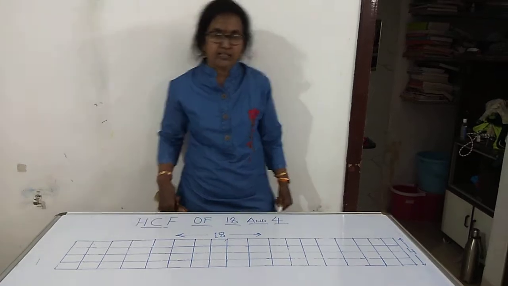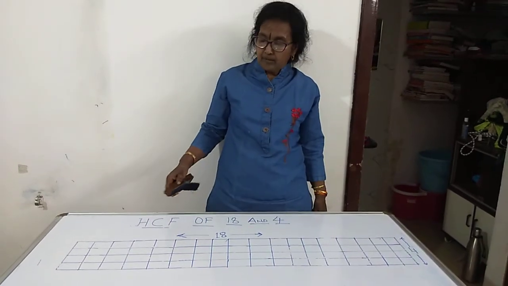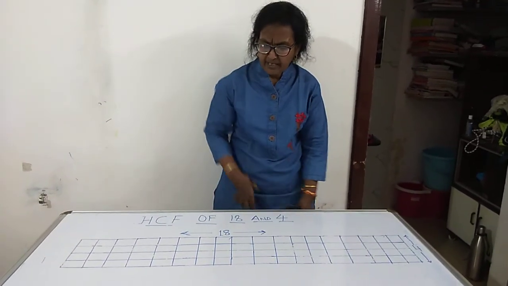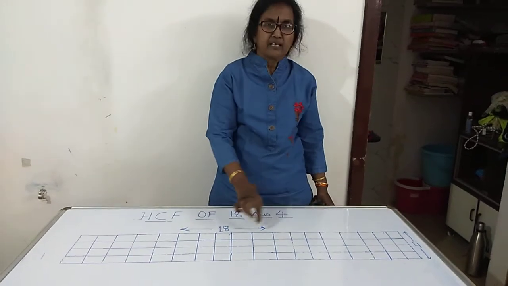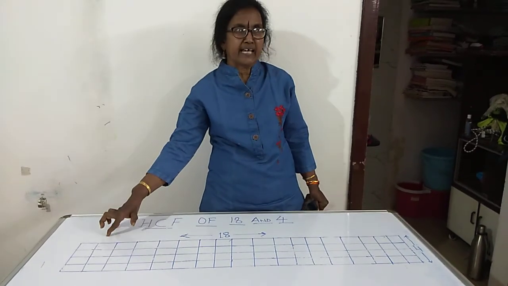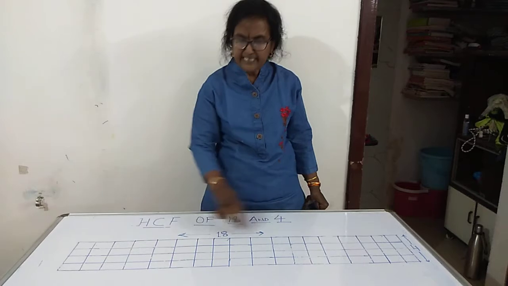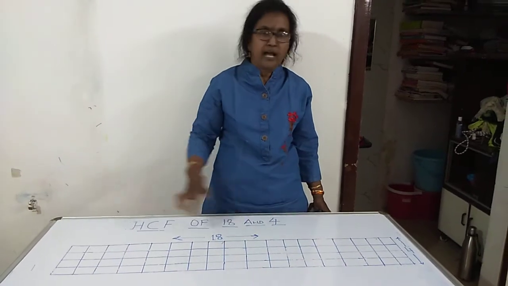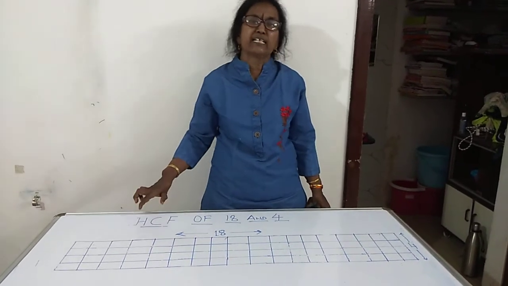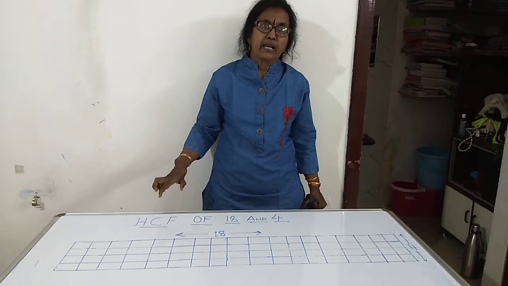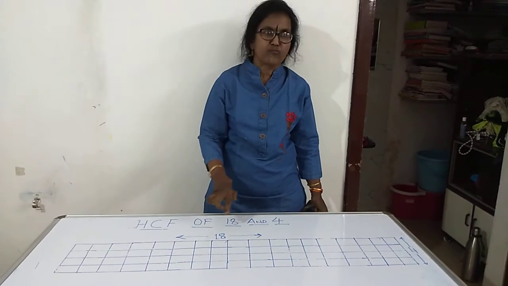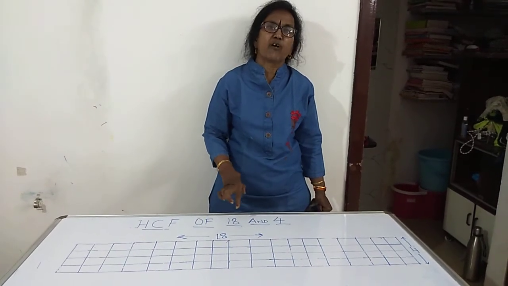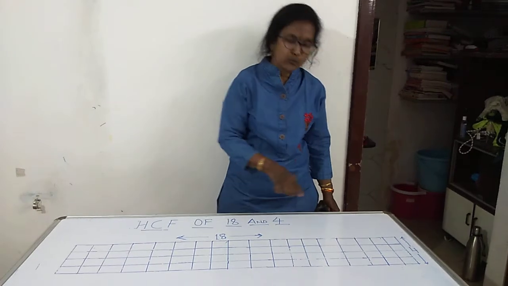Now here you see on this board I have made 18 squares. These are squares. 1 square unit is the area of it. So there are 18 squares horizontal and 4 squares vertical. Now the idea is to find out the HCF of 18 and 4.